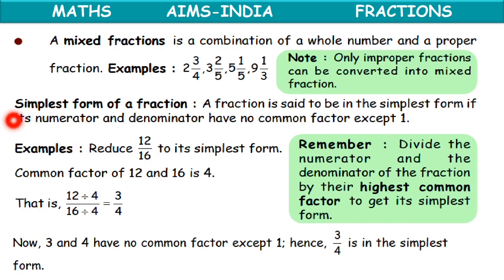Next, a mixed fraction. Now what is this? A mixed fraction is a combination of a whole number and a proper fraction. Examples: 2 3 by 4, 3 2 by 5, 5 1 by 5, 9 1 by 3, and so on.